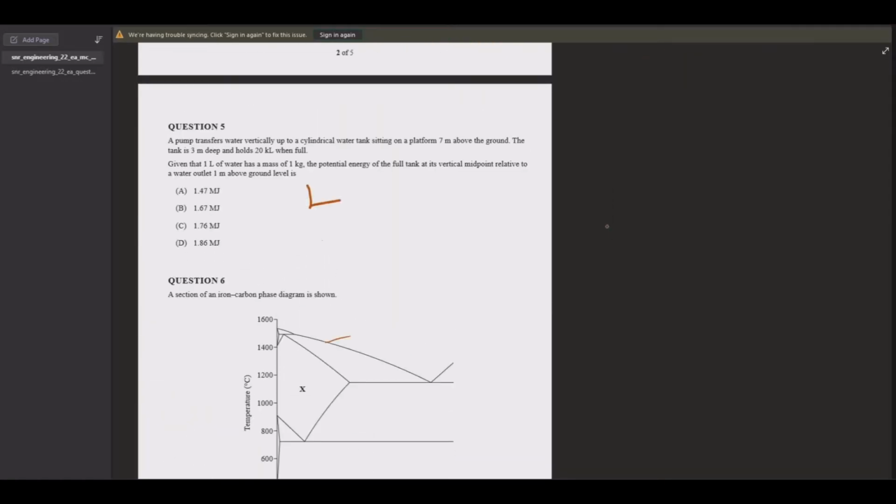Alright, so let's draw a diagram for this one. We've got a water tank 7 meters above the ground, and it's 3 meters tall. So that means the center of gravity of this water tank is going to be at 8.5 meters. But we want to find the potential energy relative to the water outlet, which is 1 meter above ground level. So we just subtract 1 from all of these, and the value that we'll be using now for the height of the tank is going to be 7.5 meters.